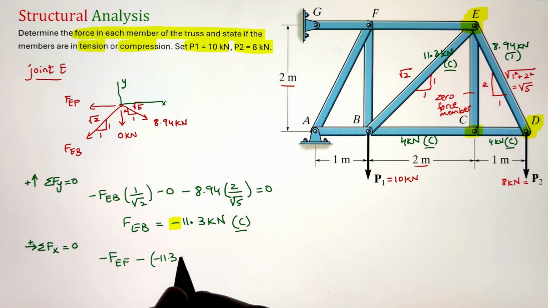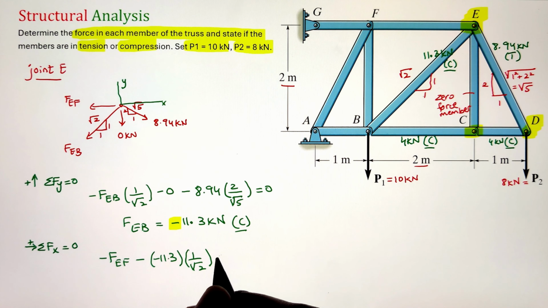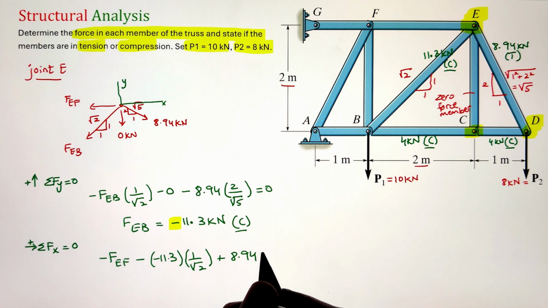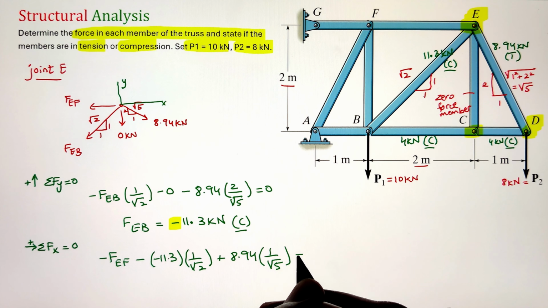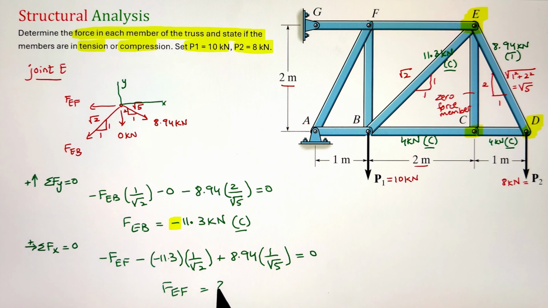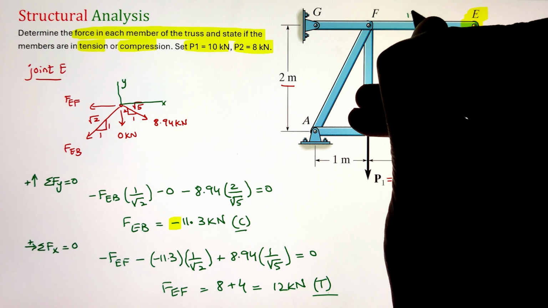So we have our negative FEF minus, I have a component of force in the member EB going along the negative x direction as well. That can be calculated by multiplying negative 11.3 with 1 over root 2, plus I have a component of 8.94 kilonewton going towards the right. That is calculated by multiplying it with 1 over root 5. Simplifying, we get the value of force FEF as 8 plus 4 equals to 12 kilonewton.